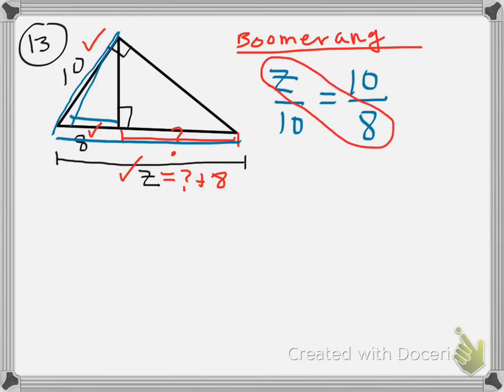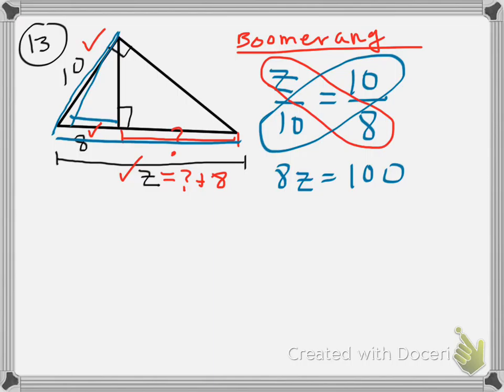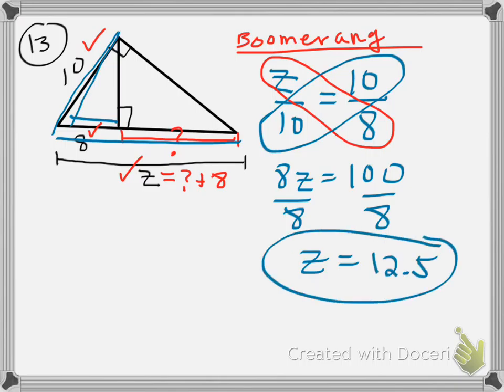So z times 8, sorry, is 8z. 10 times 10 is 100. Divide by 8 to both sides. Z is 12.5 with boomerang.